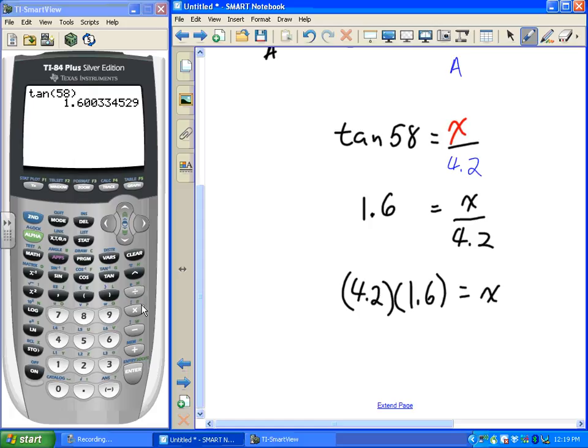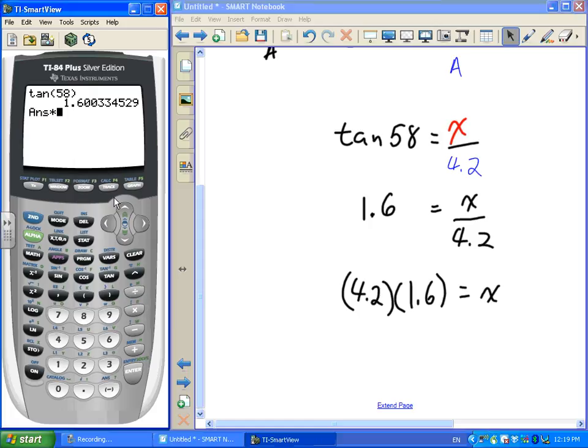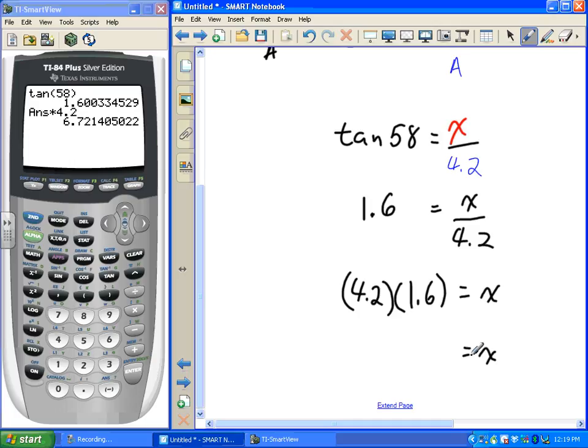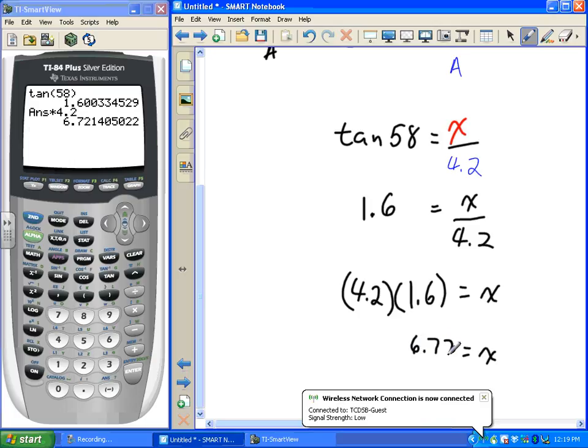So we have our 1.6. I'm just going to times the answer. You can do that on all your calculators. It'll give you a more accurate reading. Equals 6.72, we'll call it. So x is equal to 6.72.